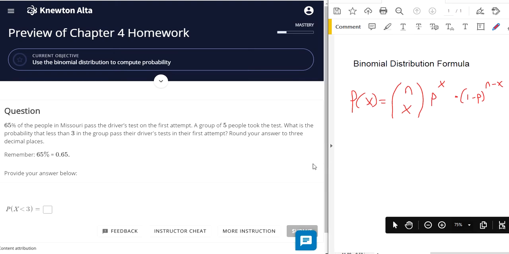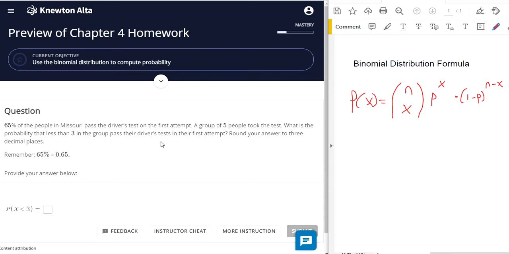Okay, so this question is a binomial distribution question. A binomial distribution happens when you have success or failure outcomes. Either you pass or you don't pass, right? It's a certain type of event. And if you have multiple trials of those pass-fail events, it's binomially distributed.